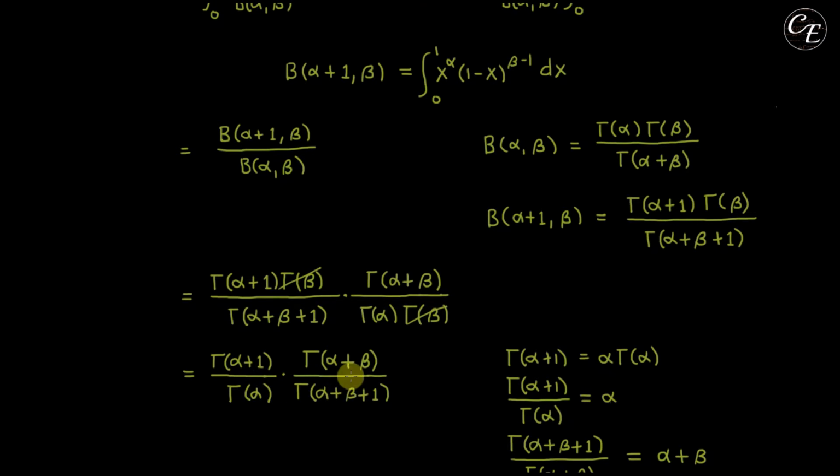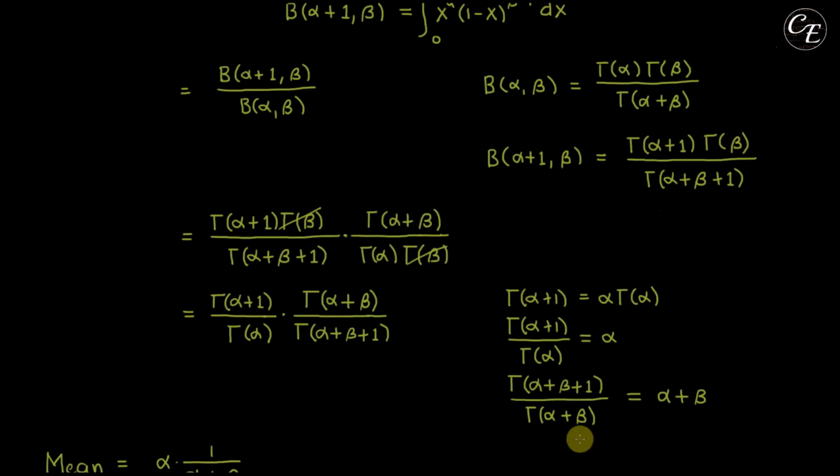But how about this one? If we replace this alpha in here by alpha plus beta, we get big gamma of alpha plus beta plus 1 in here. Then we need also to replace this alpha in here and alpha in here by alpha plus beta. So we get here big gamma of alpha plus beta from here and alpha plus beta from here. Then this one is the reciprocal of this one, so it is equal to the reciprocal of this alpha plus beta.